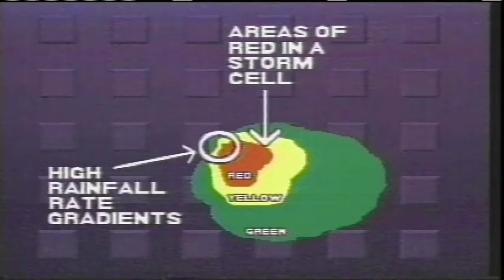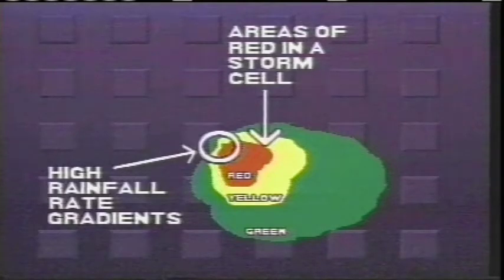The amount of danger a storm represents to an aircraft is strongly related to the rainfall rate within the storm. A storm which contains areas of magenta or red displays should always be considered a significant threat to the aircraft's safety and must be avoided.